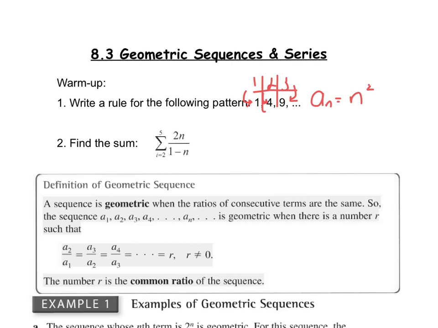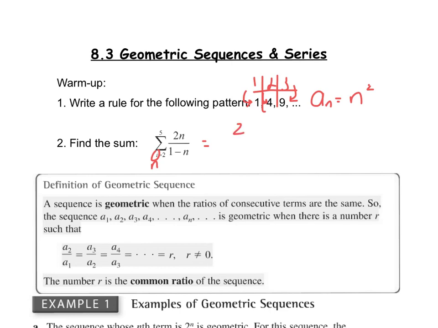To find the sum on the next one, remember you have to plug in. What's weird is they don't give you n here. It should be n equals 2. You may have noticed that. If you did not complete it, that's totally understandable, but that should be n equals 2 to 5, and you're going from 2n over 1 minus n.